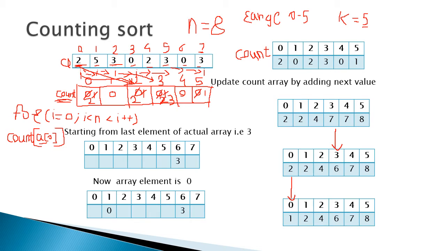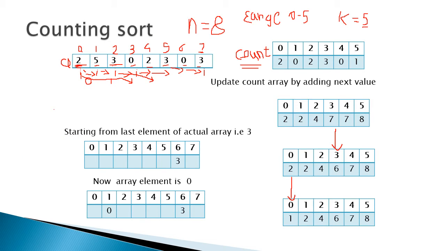Here the value of A of 0 is 2, and after that we go to that index of the count. The value of A is the index of the count array, and after that we just increment the value of the count array. Just this statement is for calculating the frequency of the elements in the count array.